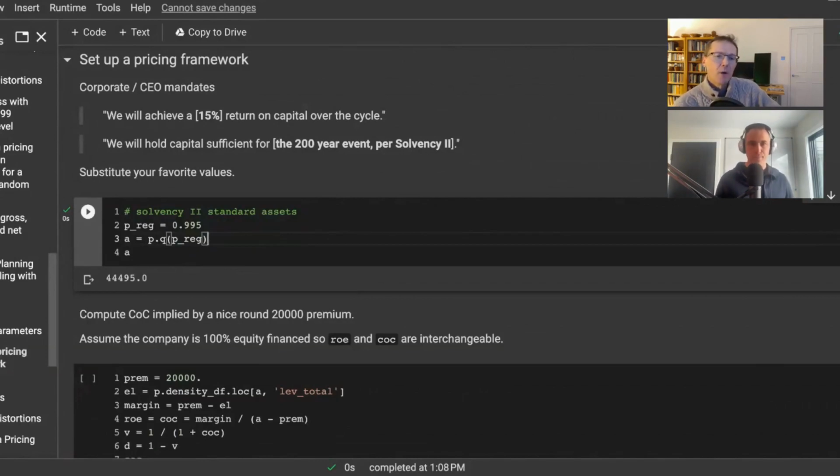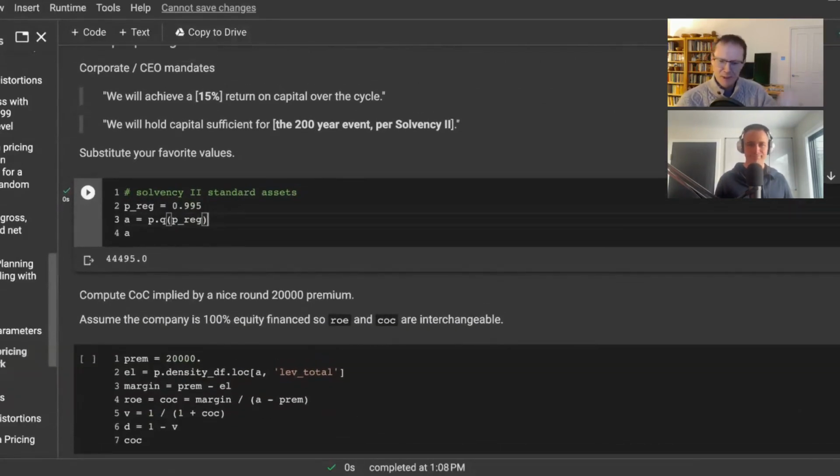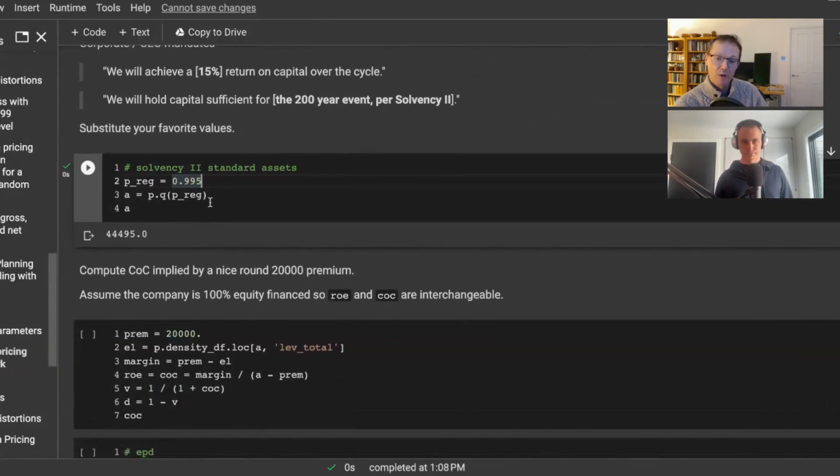Okay. So what we're going to do, CEOs love this, is make a 15% return across the cycle, and hold capital to some level. In Europe they often talk in terms of multiples of Solvency II capital. So the CEO of this little company has decided he or she wants to achieve a 15% return over the cycle, and to hold capital to the 200-year event, which is the Solvency II standard. So what we need to do now is parameterize a bunch of these distortions to match those goals and objectives. In total, they're going to price to that level.